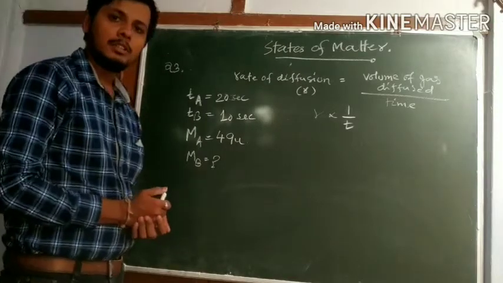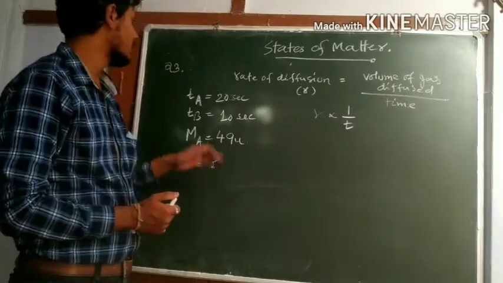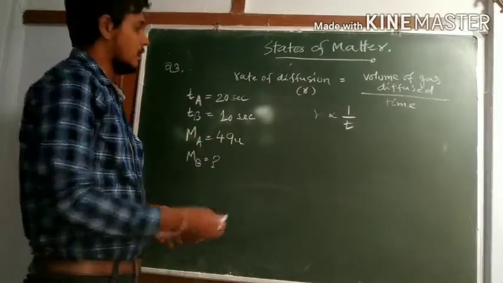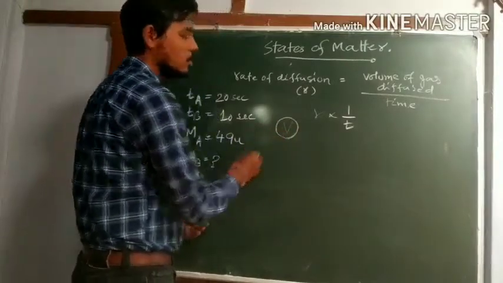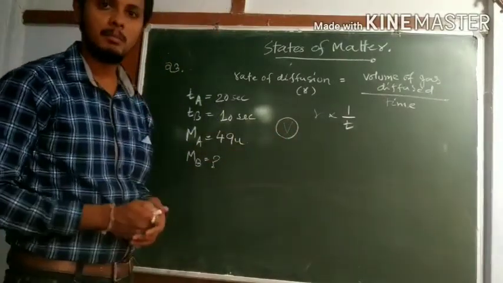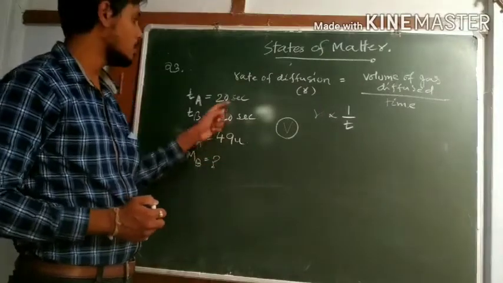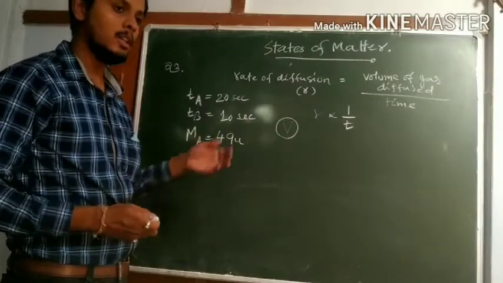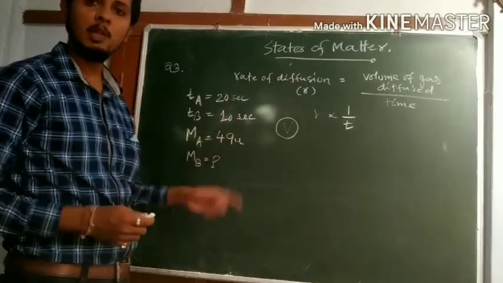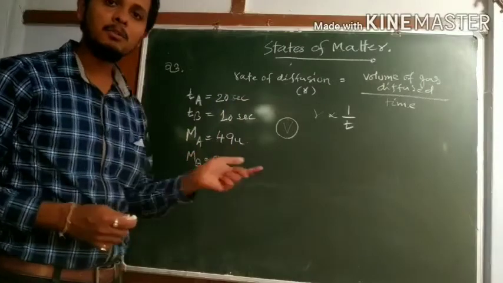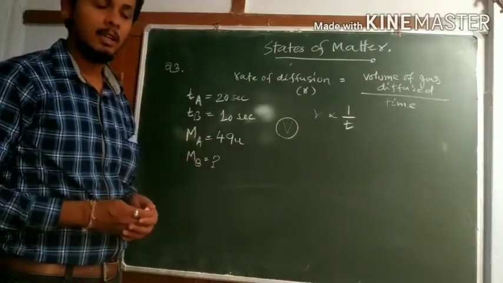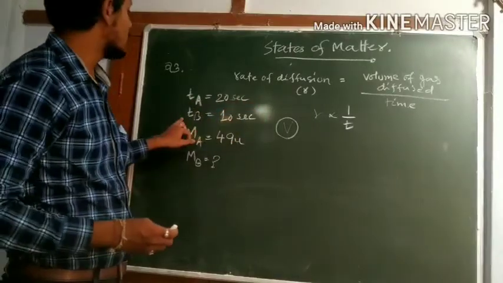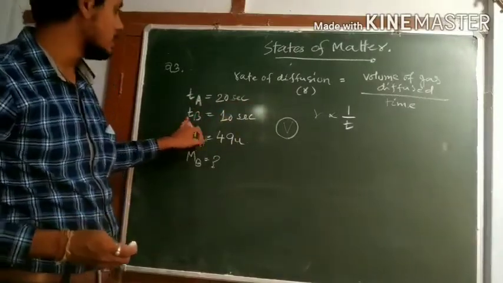So in the third question, there are two gases, gas A and gas B. There is a volume V of both gases. The same volume of both the gases is diffusing through a particular area. Same volume of different gases are diffusing through the same area. The time taken by gas A to diffuse is 20 seconds. The time taken by gas B to diffuse is 10 seconds.